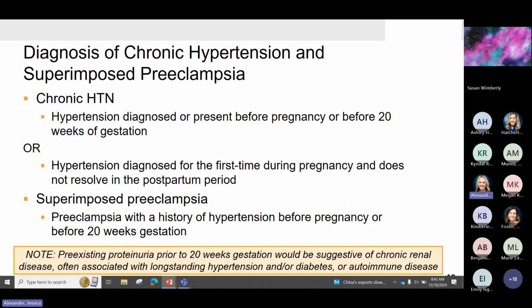Pre-existing proteinuria prior to 20 weeks should be suggestive of chronic renal disease, often associated with long-standing hypertension or diabetes. This is why it's important to obtain baseline laboratory studies for patients at risk, so you have something to compare if your clinical suspicion suggests superimposed preeclampsia.